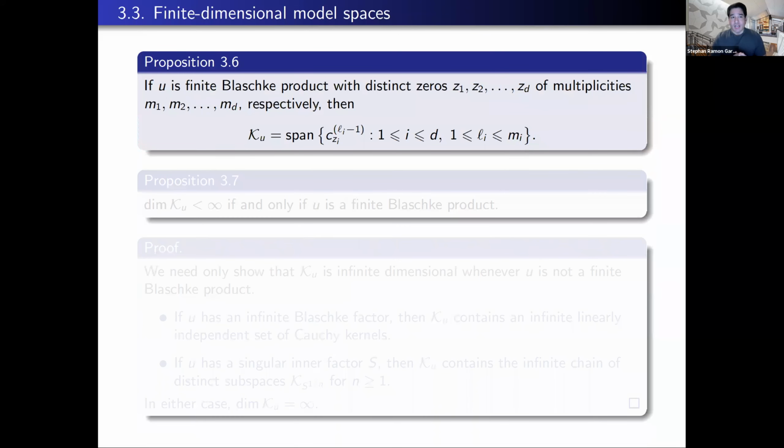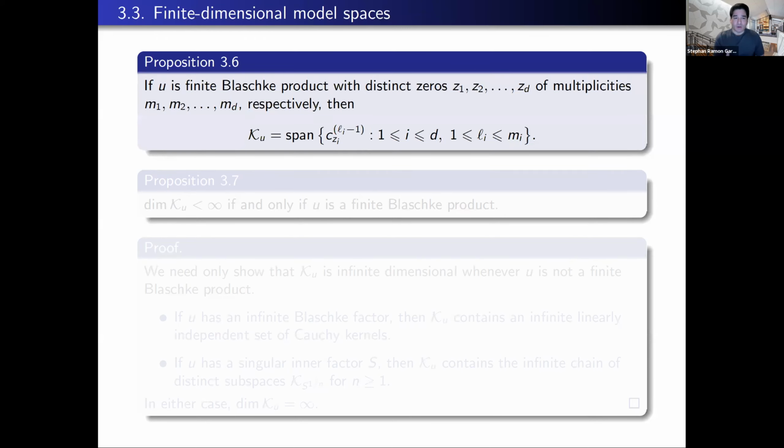So a generalization of that argument says that if I've got a finite Blaschke product with distinct zeros z_1 up to z_d, where now I'm allowing the possibility of multiplicities, which I'll denote m_1 up to m_d, then the same sort of argument says Ku is just the span of a bunch of Cauchy kernels and the appropriate derivatives. So the derivatives up to a certain order here, right? So that's the generalization that I was speaking of for the preceding result.